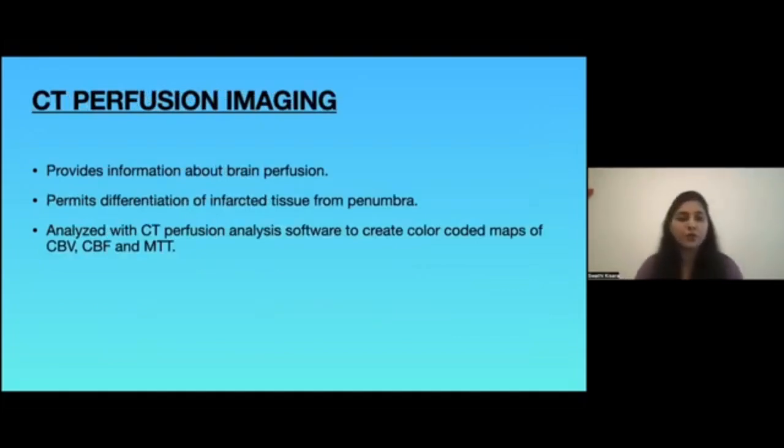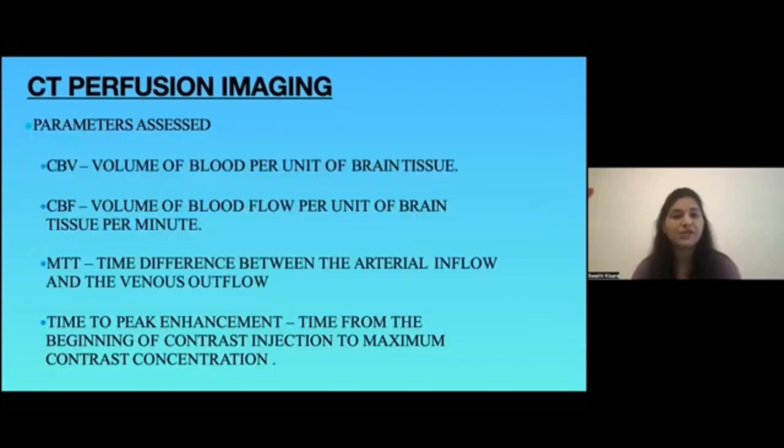Coming to CT perfusion imaging. CT perfusion imaging provides information about the brain perfusion. It permits differentiation of infarcted tissue from penumbra. It is also analyzed with CT perfusion analysis software to create color-coded maps of cerebral blood volume, cerebral blood flow, and the mean transit times. These are the parameters that are assessed in CT perfusion imaging.